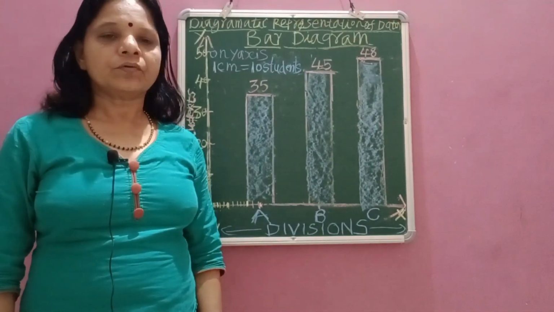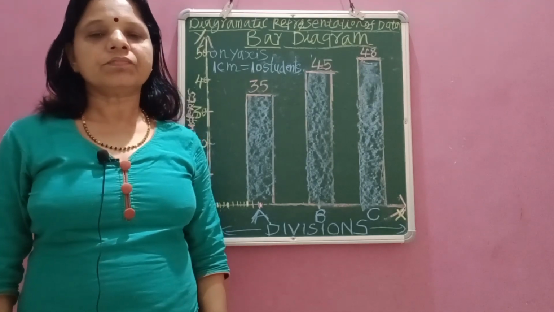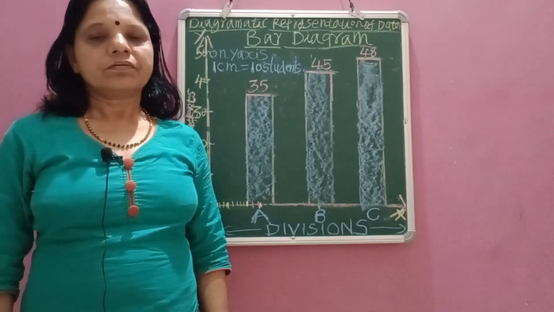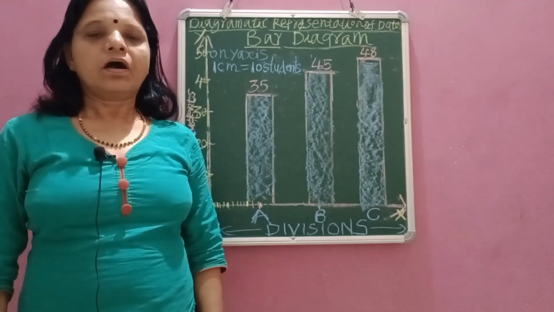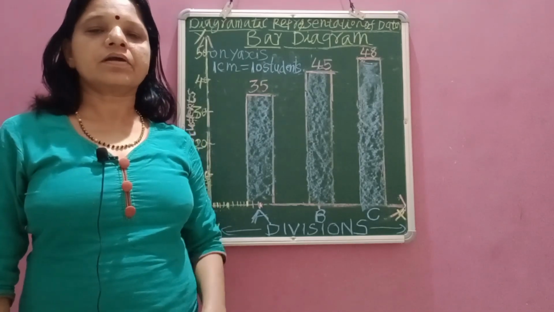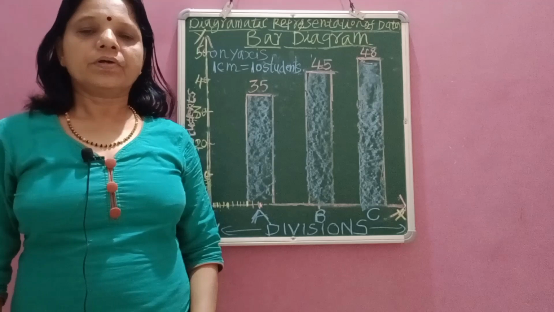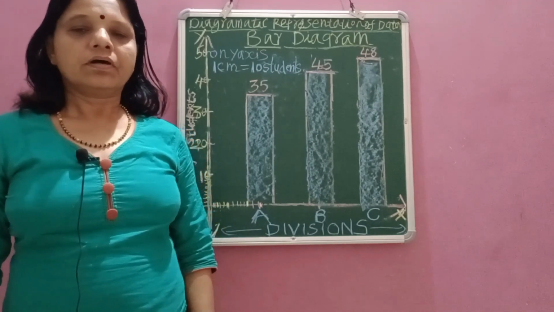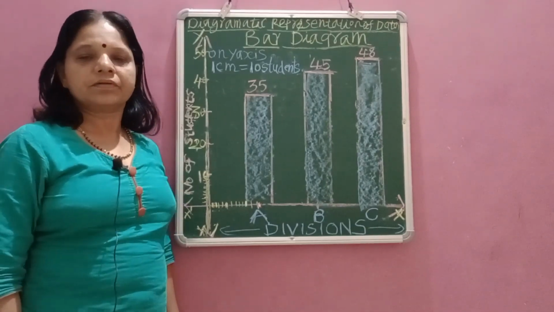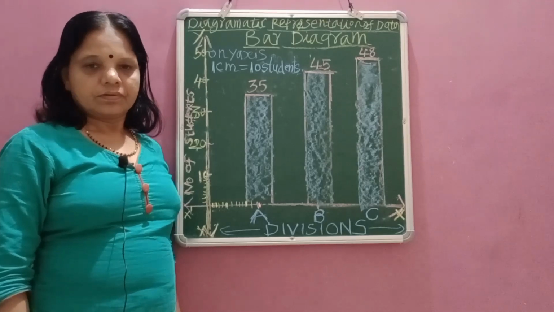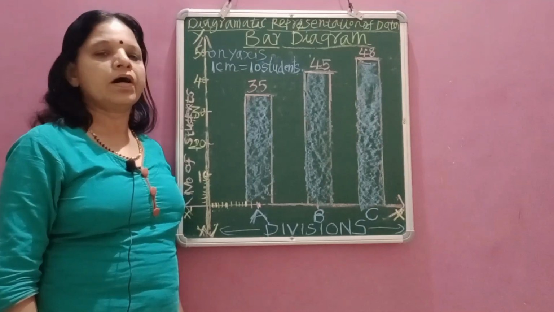So today I am going to explain a new topic, a continuation of the last lesson. Last class you learned how to represent statistical data using a frequency table. Today, you can learn how the data can be represented diagrammatically. The first such diagrammatic representation is the bar diagram.